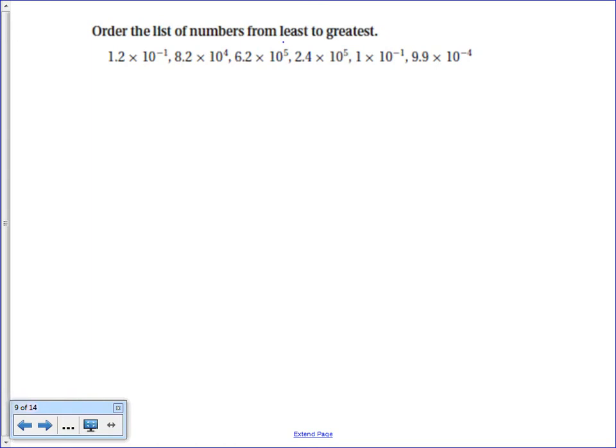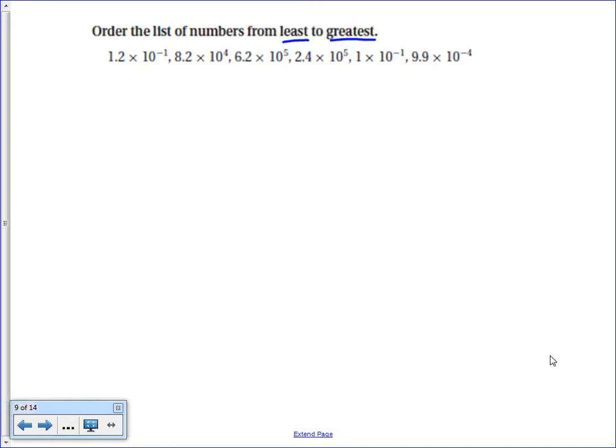So you're going to see some problems where you have to list the numbers from least to greatest. Now going through these powers of 10s and the scientific notations, you might have noticed that if the power of 10, or the exponent of 10, is very small, or if it's very negative, those are typically the smaller numbers, which is correct. And then as those exponents get bigger, the numbers will actually get bigger.